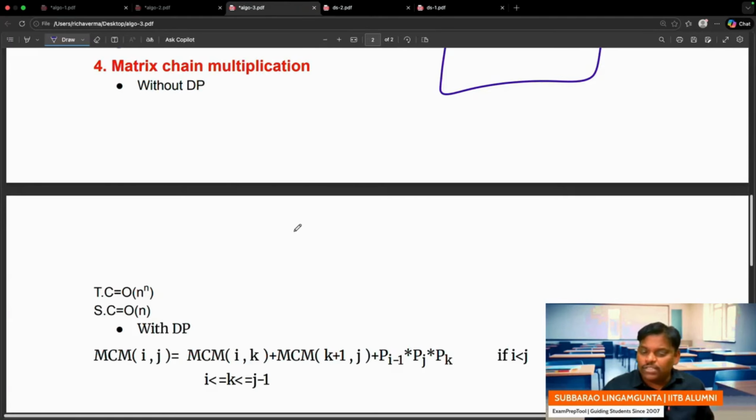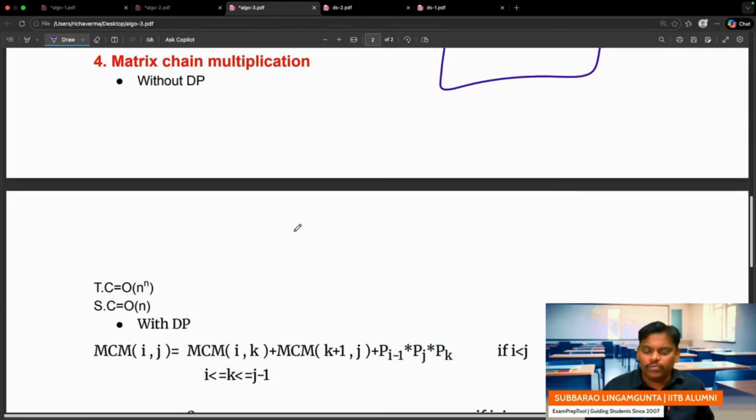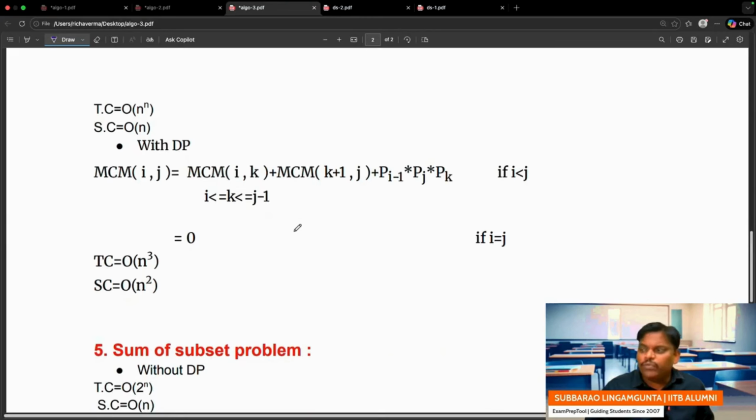Let's go to matrix chain multiplication, without DP, with DP. So without DP, if you see matrix chain multiplication, there are n matrices.